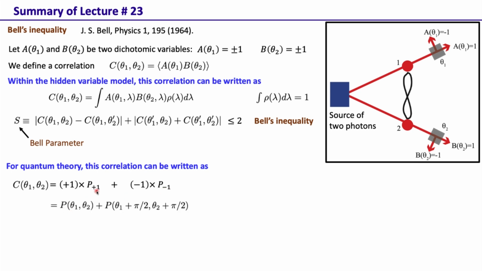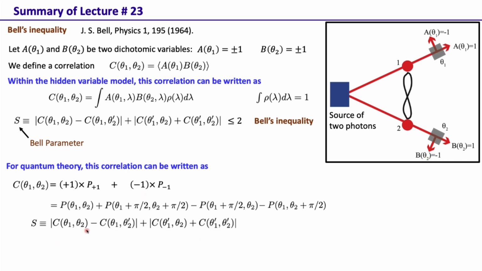And we have seen that the probability of getting plus 1 is when both the photons go through the polarizer, and one can also get a plus 1 when both the photons go at 90 degrees to the polarizer, that means they go to the other port. And similarly for minus 1, this probability is equal to the probability that the first photon passes through the polarizer and the other one goes at 90 degrees, and vice versa.